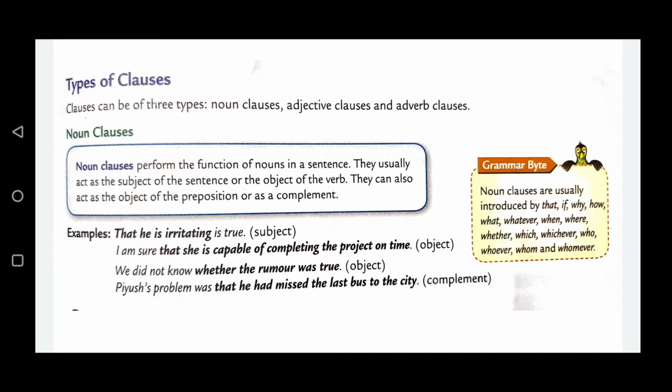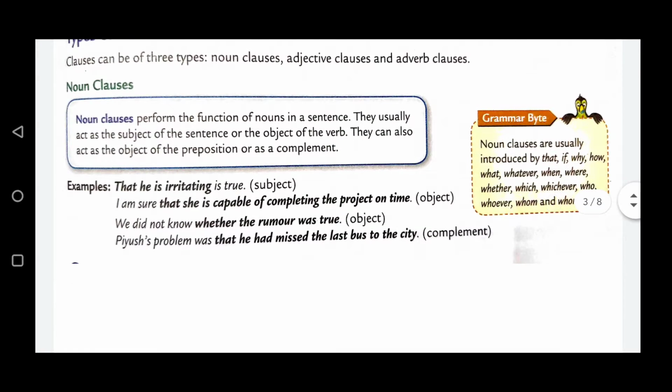Now, types of clauses. Clauses can be of three types: noun clause, adjective clause and adverb clause. I already said you this thing. Let's learn about noun clause. Many a time students find it difficult to distinguish between noun clause and adjective clause. But don't hassle, it's very simple to understand and find out whether it's a noun clause, adjective or adverb.